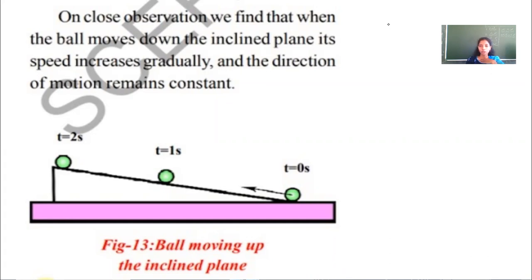Right. So when the ball is moving from top to bottom, the velocity of the ball increases gradually and the direction of the ball is constant, that is a straight line path. Okay, up to here clear? Any doubts, Nana, in this?